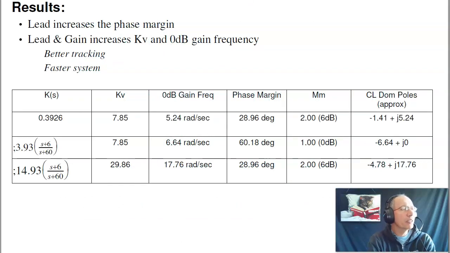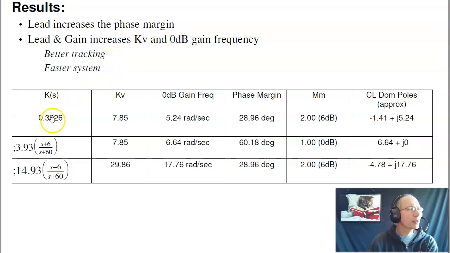The net result then is, if I look at the lead versus lead plus gain, the lead compensator increases the phase margin. The lead plus gain increases the error constant, gives you better tracking, and pushes out the 0 dB gain frequency, gives you wider bandwidth, a faster system.